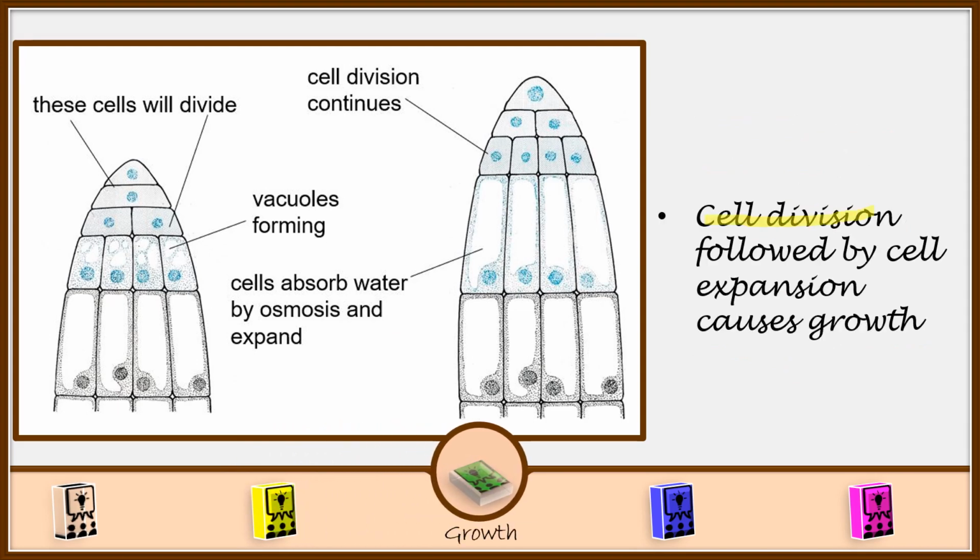Cell division followed by cell expansion causes growth. At the tip, we have cells that are dividing, and when they divide, they increase in number, then followed by cells which are expanding. And as the cells continue to expand, then that whole process is what we call growth.